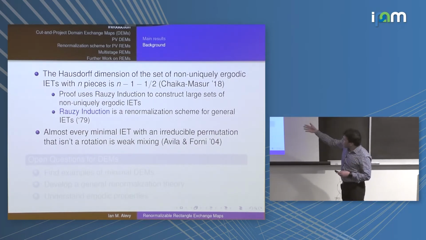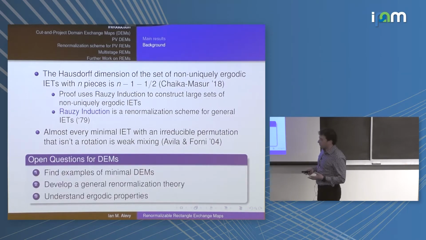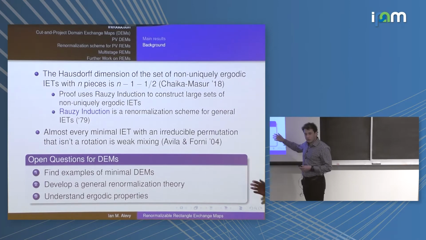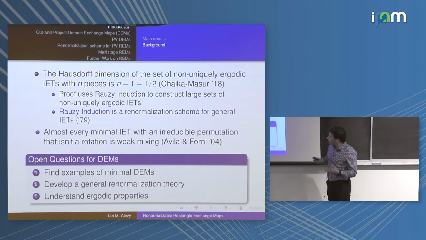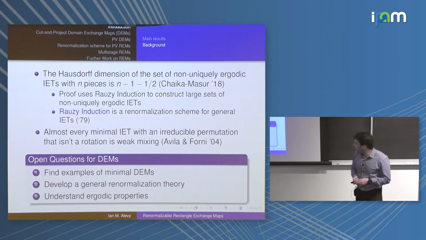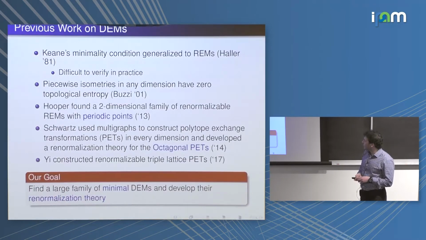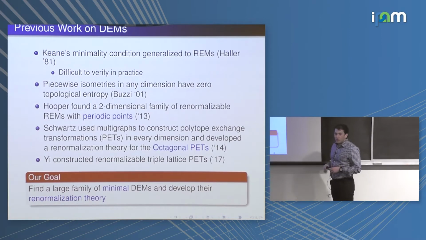Rauzy induction does not generalize to 2 dimensions, unfortunately. So when we started this project, we wanted to find some kind of renormalization theory for 2-dimensional domain exchange maps. And the hope is that with this we can understand the ergodic properties of this dynamical system. All right, there's been a little bit of previous work on domain exchange maps.